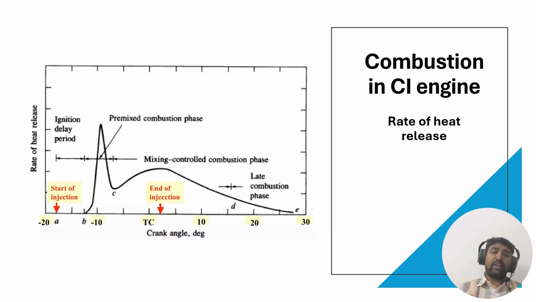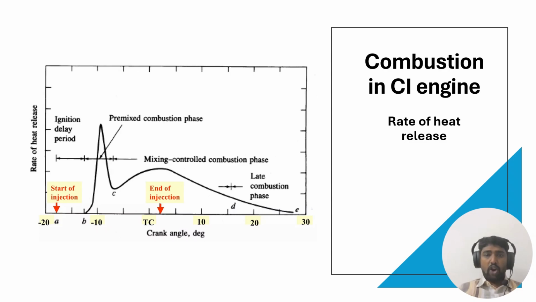Now let's trace the path. When combustion begins, the sharp and tall peak represents the pre-mixed combustion. The height of the spike shows the intensity of that rapid burn. A higher and narrower peak means more fuel was prepared during the delay period, and it leads to noisier and harsher combustion.